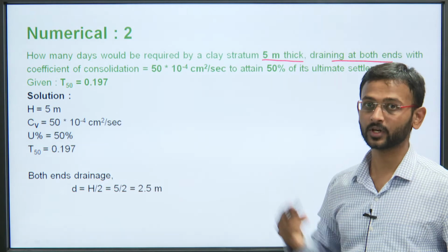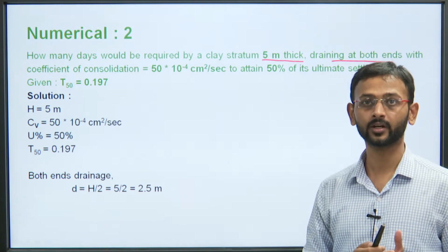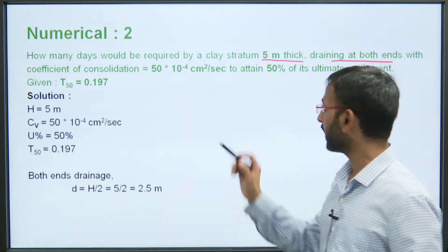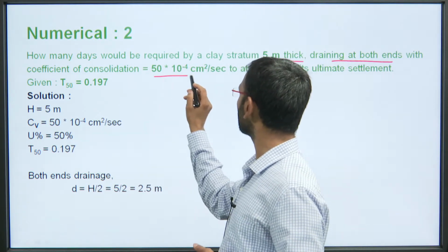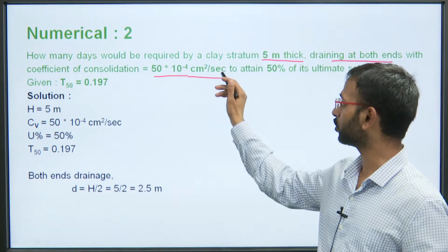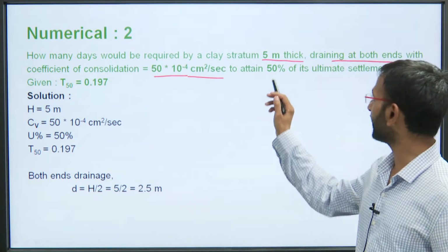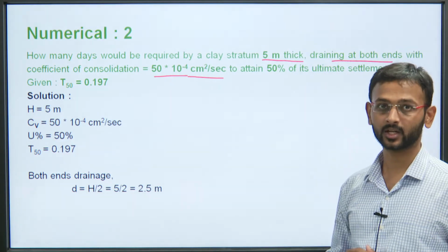We have already seen what is drainage at both ends or drainage at one end, with the coefficient of consolidation as 50 into 10 to the power of minus 4 centimeter square per second. So this value is given, to attain 50% of its ultimate settlement.